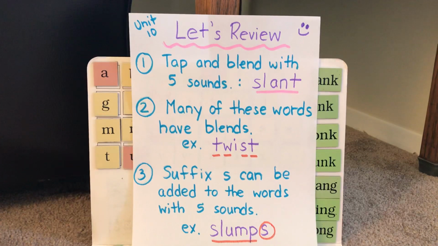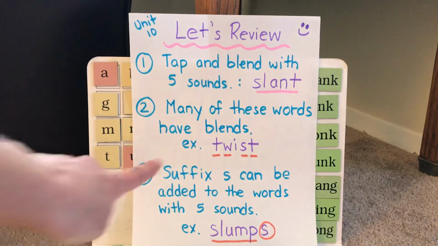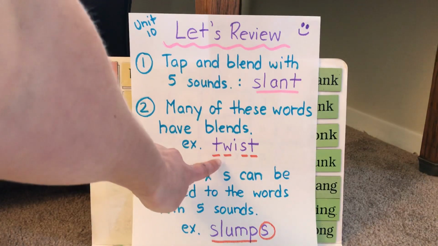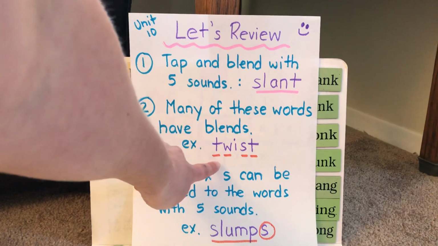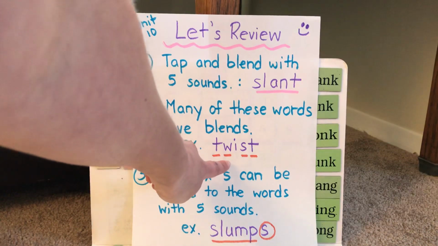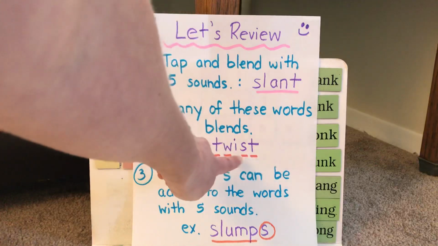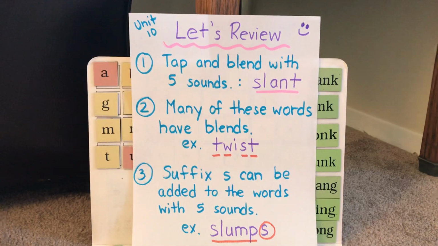Remember, before the unit in closed syllables, we were learning about blends, consonants that are next to each other so their sounds are very close together. And the way that we mark the blend, like I'm showing in the example here, is we underline each consonant separately. So in twist, the T and the W are blending, and the S and the T are blending. The I is not blending. Why is the I not blending? That's right, I is a vowel.